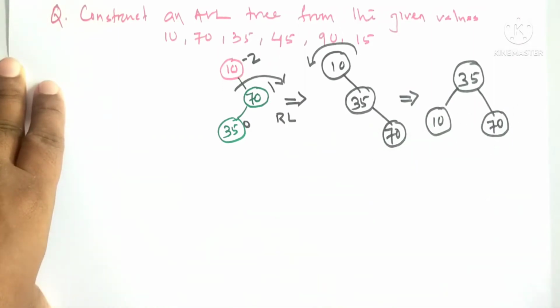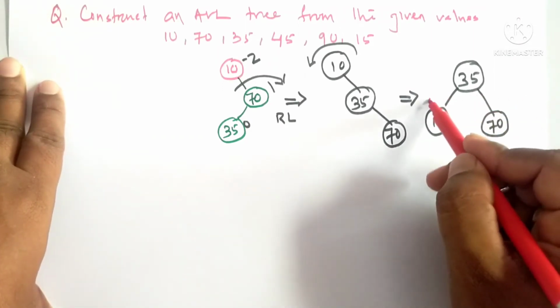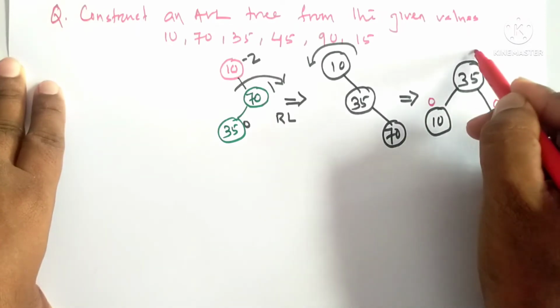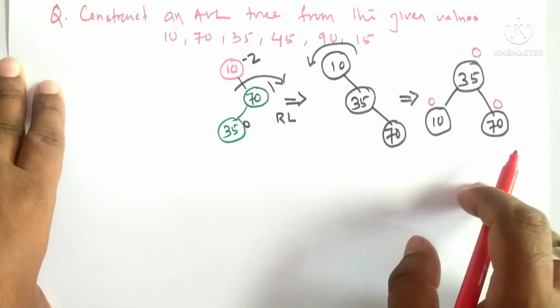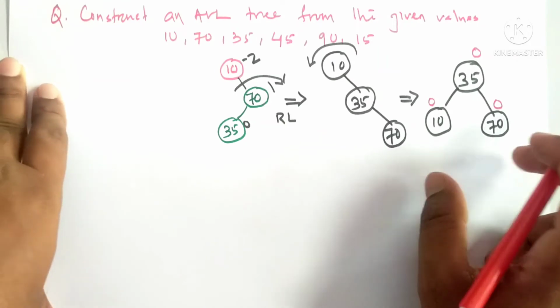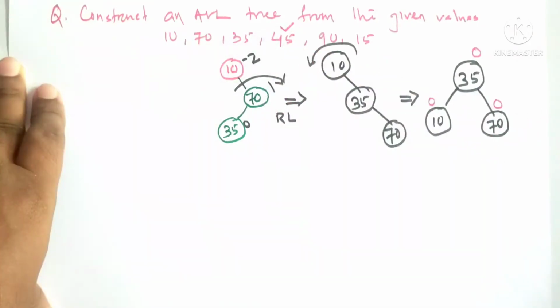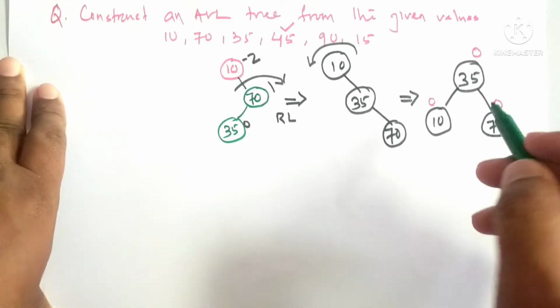Now if you measure the balance factor, how much will it be? 0. This one is 0, this one is also 0. So it is an AVL tree. Once this AVL tree is formed, you can go for the next element insertion. What is the next element that will be inserted? That is 45. So if you are going to insert 45, where should you insert?